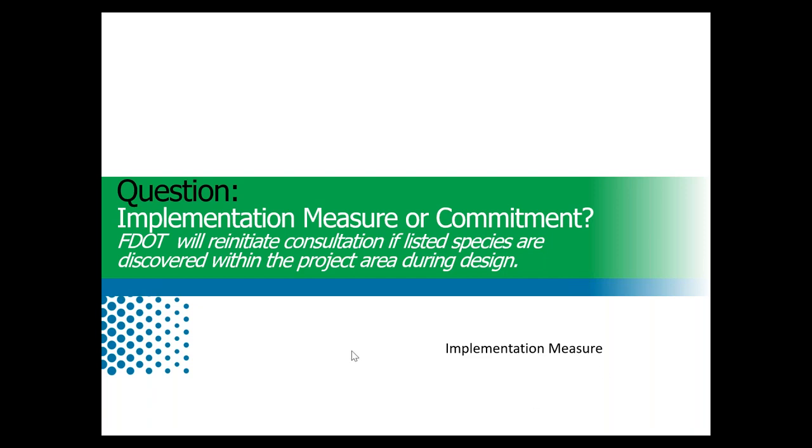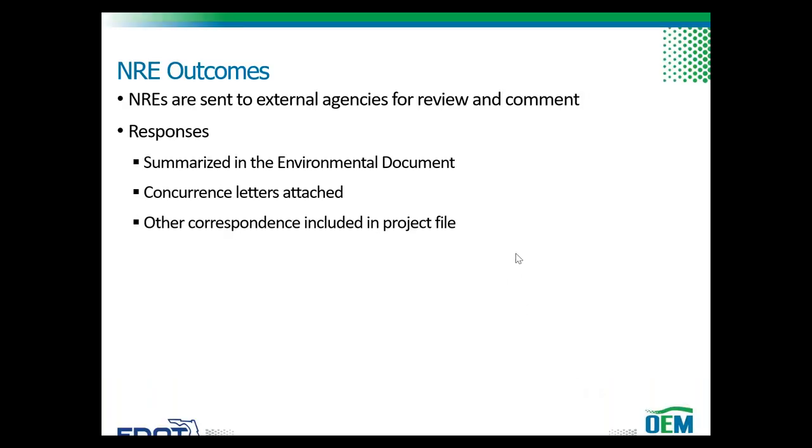If anyone has any questions about these examples, feel free to write your questions in the chat box and we'll get to them at the end of the PowerPoint. Now we're going to talk about NRE outcomes. Once NREs have gone through OEM review, they are sent to external agencies for review and comment. The responses of those external agencies are summarized in the environmental document with concurrence letters attached, and other correspondence can be saved in the project file.